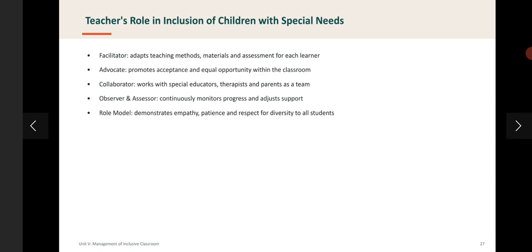Teachers' role in inclusion of children with special needs: they should be facilitator, advocate, collaborator, observer, role model. Normally, teachers should be with everything. With the special needs, extra care. That's it. They should be everywhere. They should be a doctor, advocate, collaborator, observer, role model.